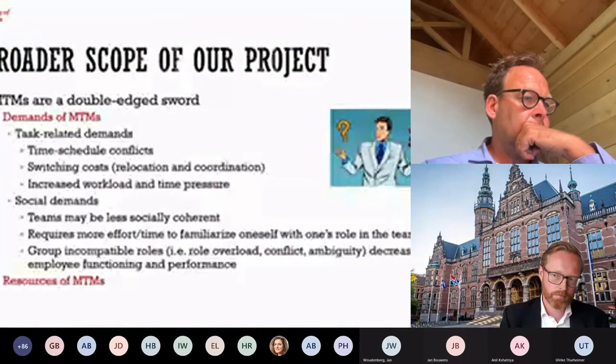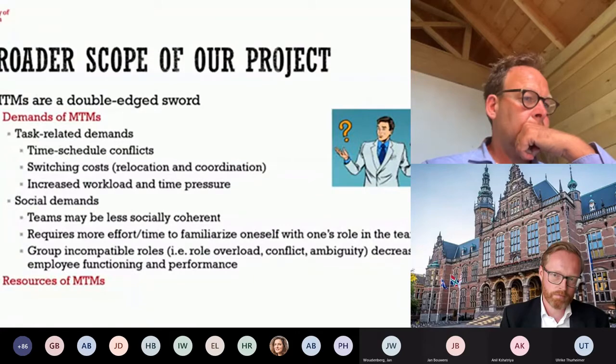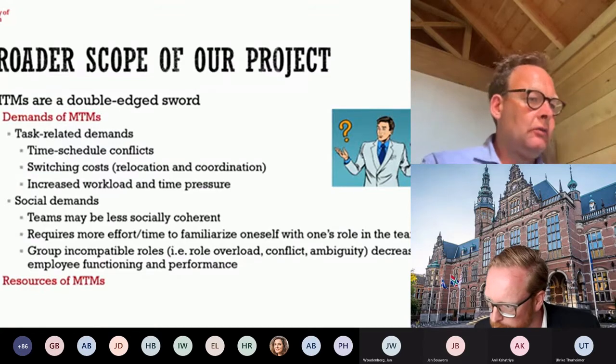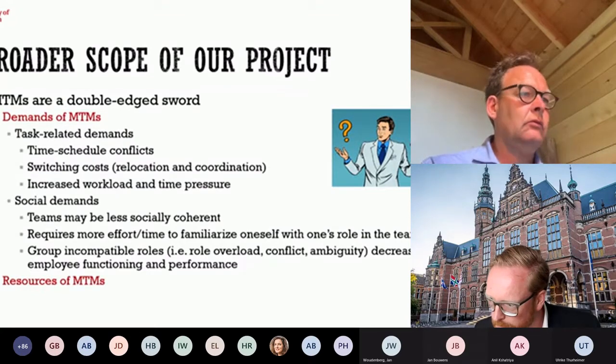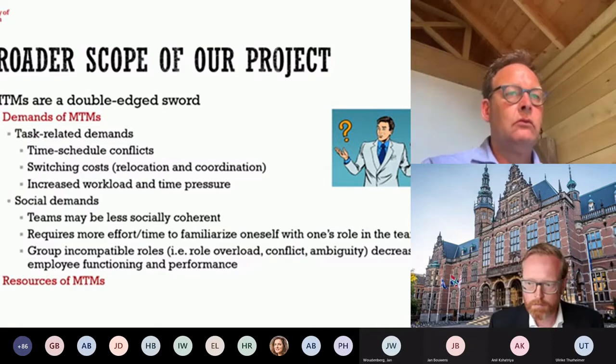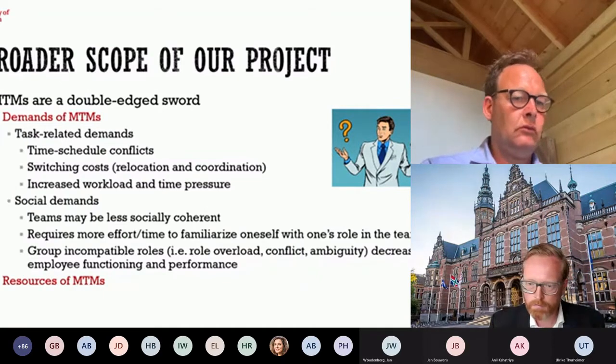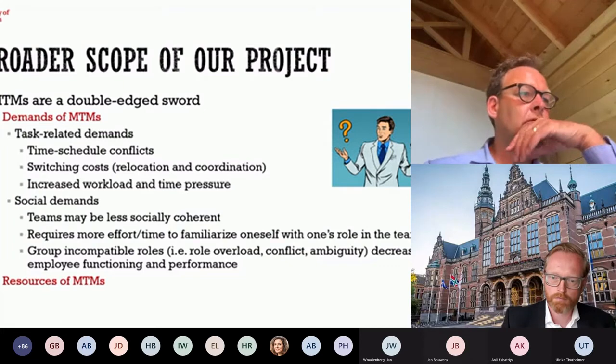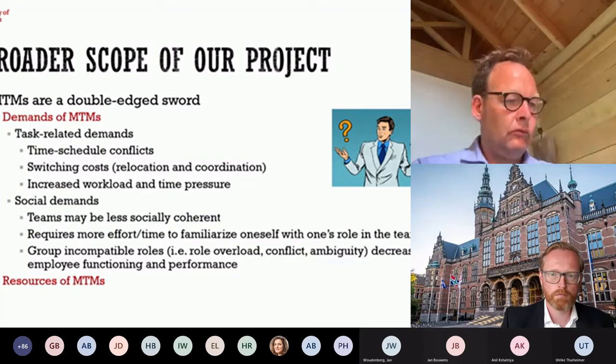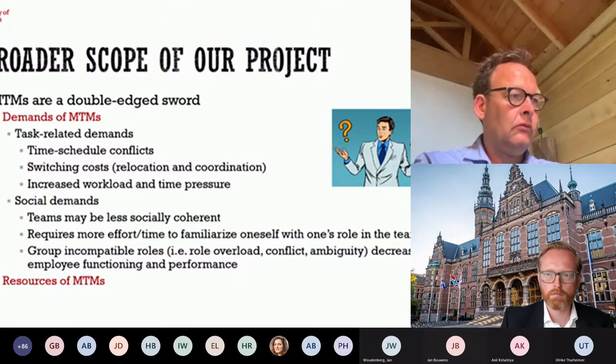These MTMs may also come with certain social demands. For instance, when you switch from team A to team B, the social dynamics within the group might be completely different, forcing you to change the way you work with your team members. This also implies that you have to familiarize yourself with, okay, this is apparently my role within this team compared to what's going on in another team.